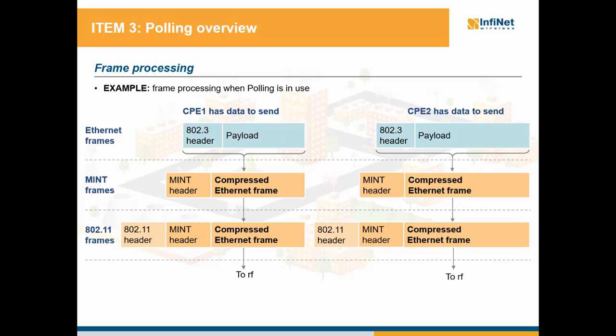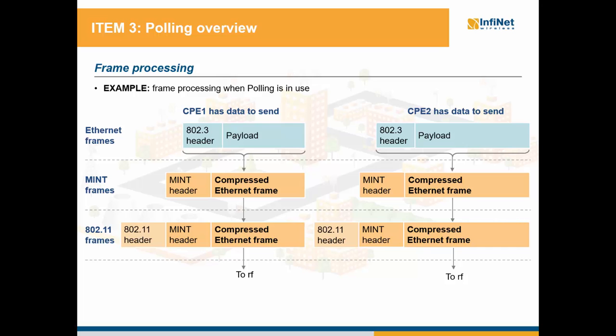In our example, the Ethernet frame that needs to be transmitted by the CPE2 is larger, to emphasize the fact that polling is dynamic and does not work with fixed frame length. Of course, even in the situation that the frame is larger for the CPE2 in this example, it will be entirely sent and not truncated like in TDMA. The process is the same: Mint encapsulation is followed by 802.11 encapsulation, and then it will be sent through the air.